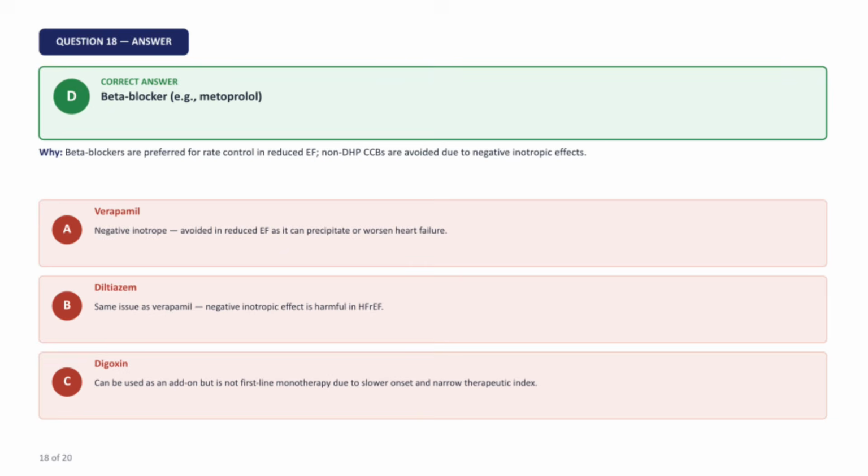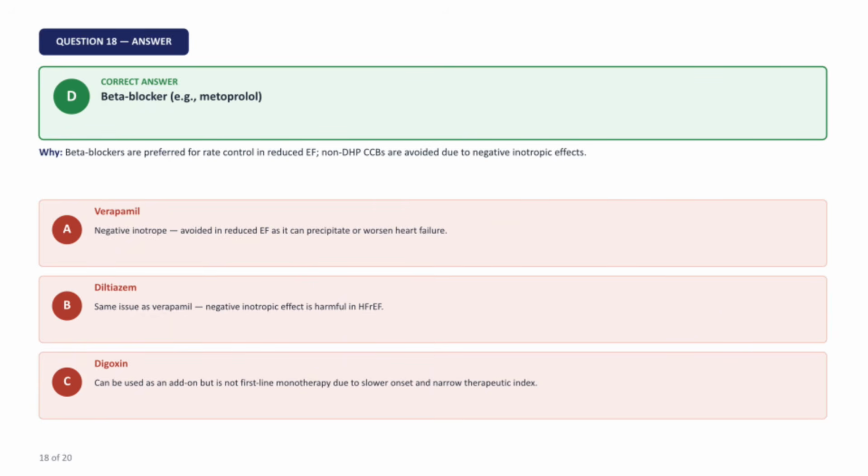The correct answer is option D, beta blocker. Beta blockers are preferred for rate control in reduced ejection fraction. Non-DHP calcium channel blockers are avoided due to negative inotropic effects. Now, why isn't A correct? Negative inotrope, avoided in reduced ejection fraction as it can precipitate or worsen heart failure.